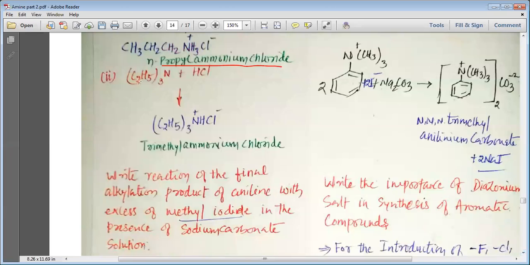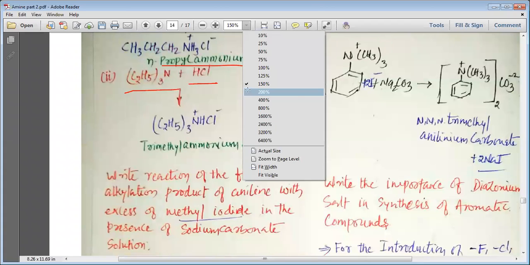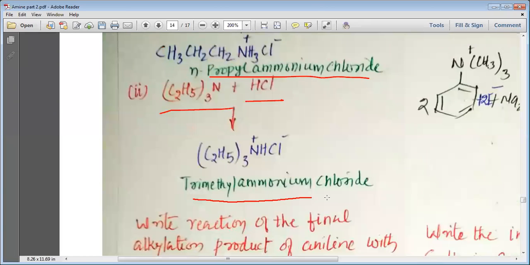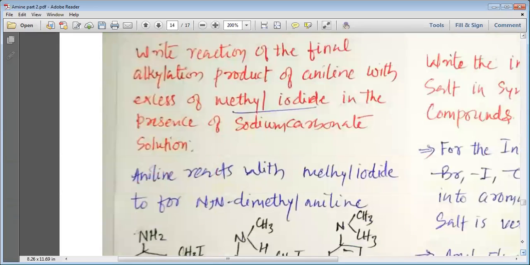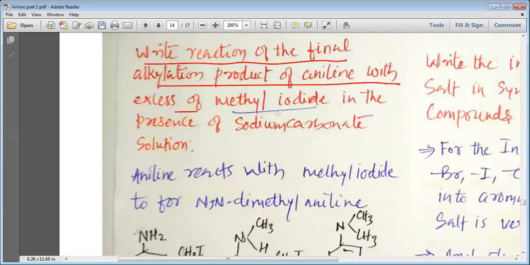Now we have the next reaction. (C2H5)3N and HCl. Again, this HCl is easily added and it gives us the triethyl ammonium chloride salt. Now the next question. Write the reaction of the final alkylation product of aniline with excess of methyl iodide in the presence of sodium carbonate solution.